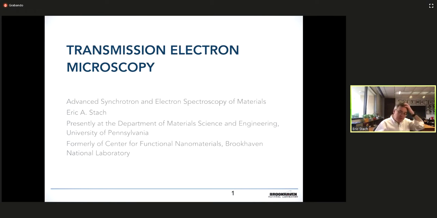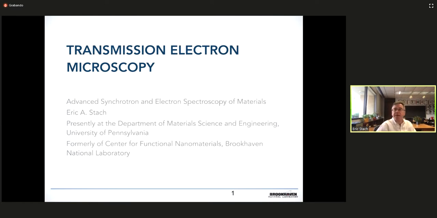So my goal today is to talk about the transmission electron microscope, how it works, the sorts of data that you can obtain from it, and also to put it in the context of how it's a tool that's very useful for materials characterization, and in specific in ways that are different and complementary to the capabilities you've been learning at NSLS2.